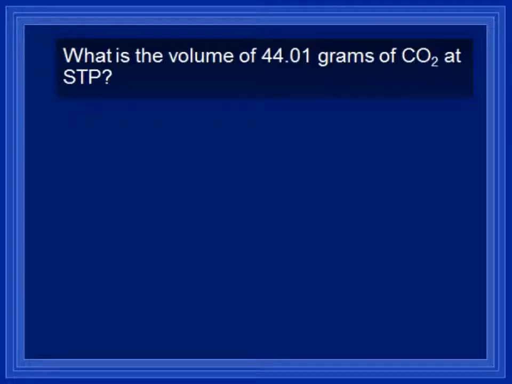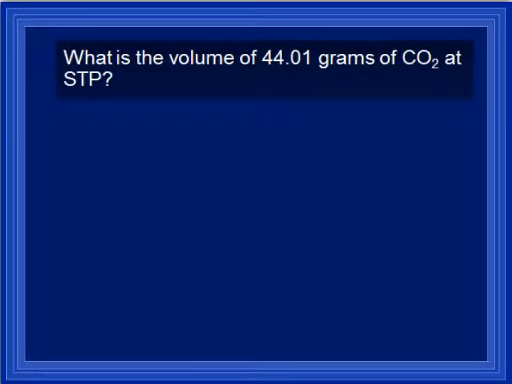Here we're going to start with this problem. What is the volume of 44.01 grams of CO2 at STP? We have three things given to us. We have n moles, which we can convert from the grams. We have the temperature and we have the pressure. So we're actually going to use the ideal gas law for this one, because remember it has four variables and we're trying to find the fourth one, the volume. So let's start off by converting the 44.01 grams to moles.